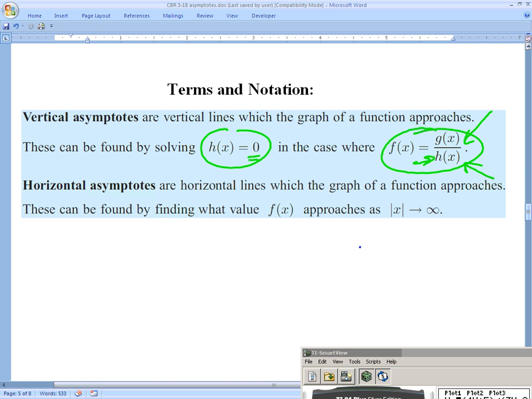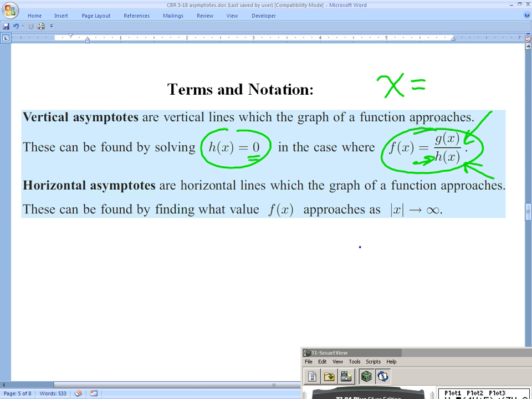So a vertical asymptote is a line. Most lines we start off with as y equals, but for vertical asymptotes, we don't have a y equals like a slope-intercept form because there is no y-intercept. So the equation of a vertical asymptote always starts off as x equals, and then some constant, if it's truly vertical.